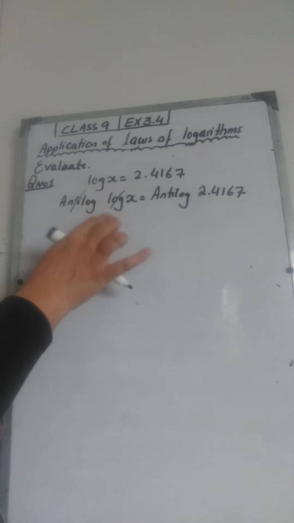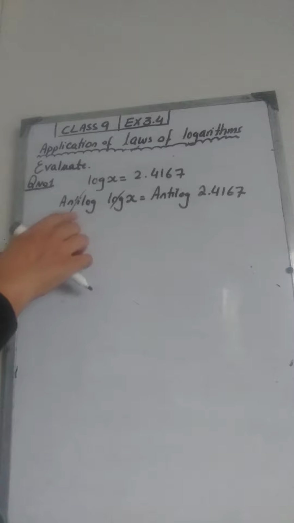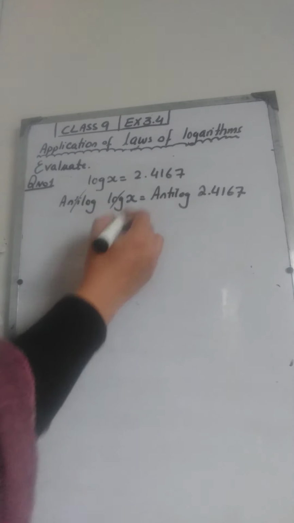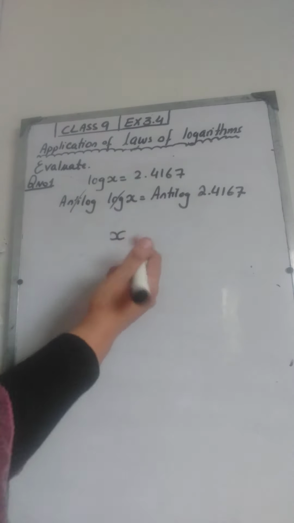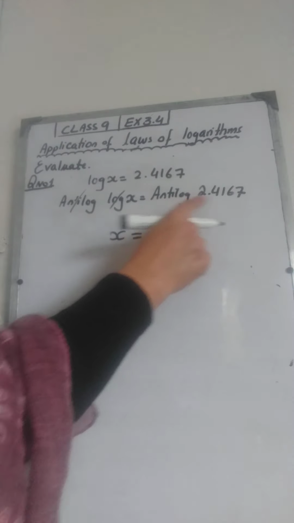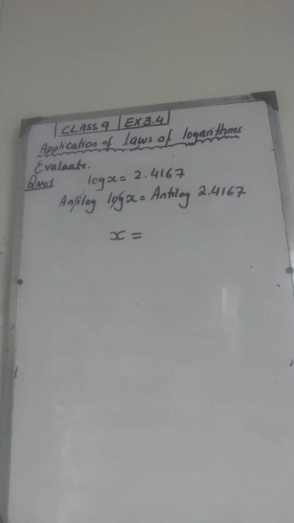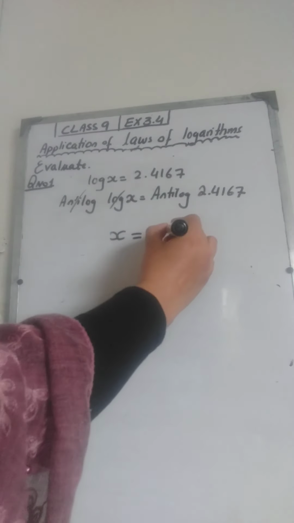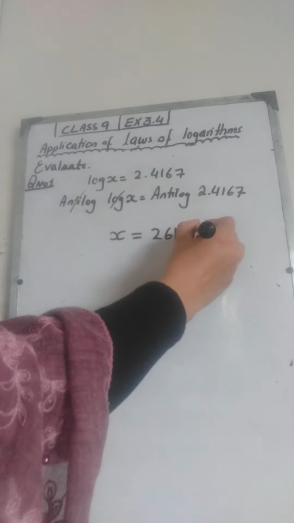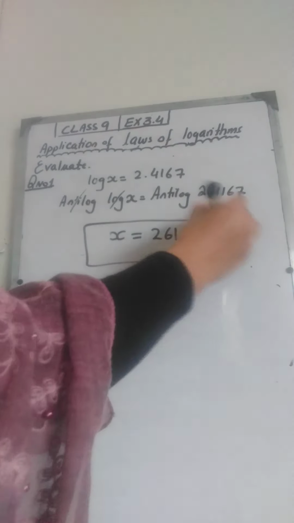Antilog and log will cancel the effect of one another because they are exactly reverse procedures of one another, and we are going to get the value of x to be equal to antilog of this number, which from the calculator you can find. Antilog of 2.4167 will be equal to 261.04, and this will be your answer.